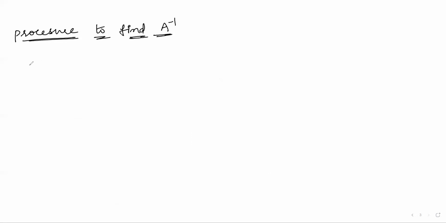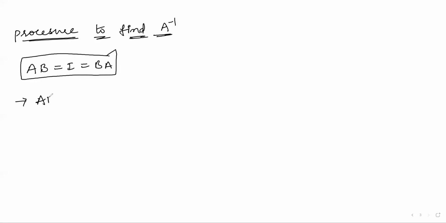Here, first we should learn elementary operations, because here what we do is AB equal to I equal to BA, if at all A inverse exists. Yes, sir, this is what we know. Let's say AB equal to I equal to BA. So now I will take AB equal to I. Then what I will do is what we call elementary operations.